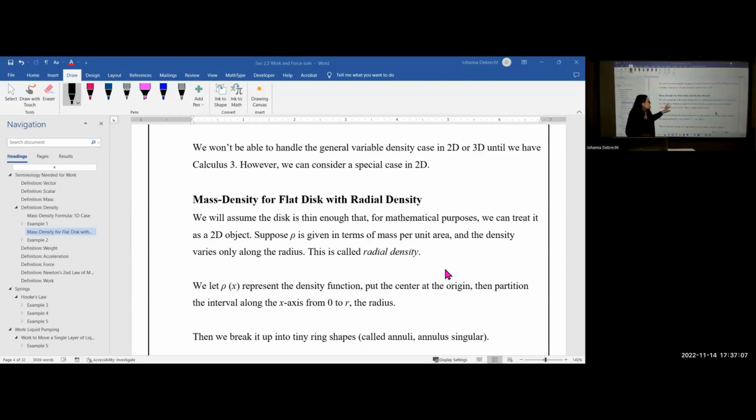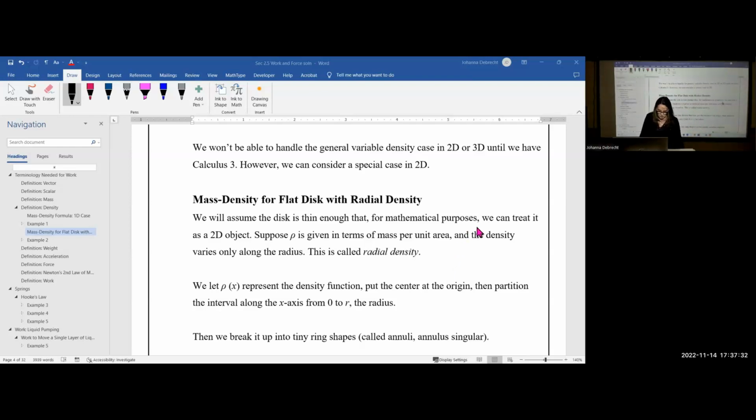So we're assuming then that rho, our density, is given in terms of mass per unit area, because it is a flat two-dimensional object called a lamina. That means flat two-dimensional space. Ours is a disk, it's a circle. Not all laminas are circles. And the density only varies according to the radius, and this is radial density.